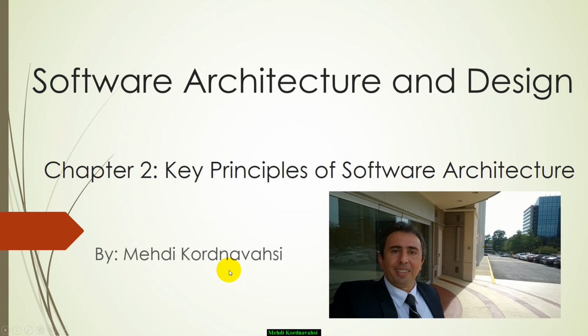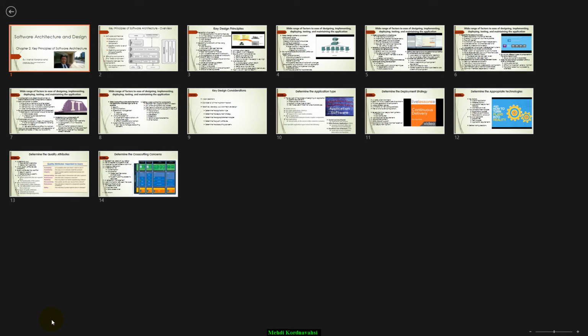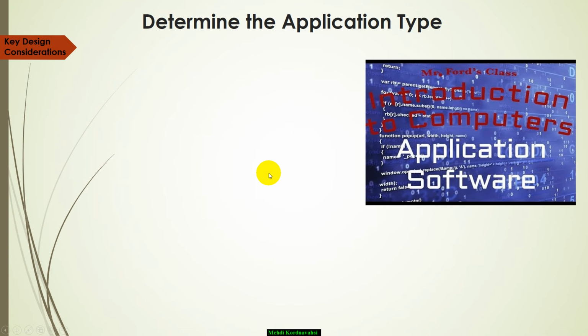This is the fourth movie of Chapter 2, Key Principles of Software Architecture. In this movie, we will talk about the key design considerations. The first is to determine the application type.